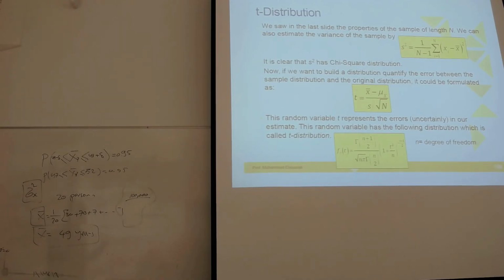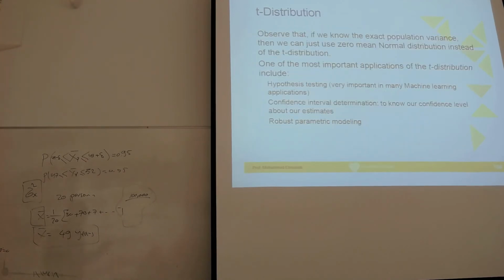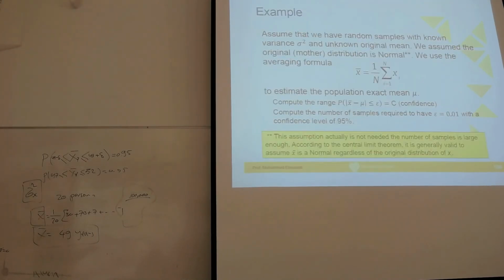So this is the concept of t distribution. Remember, this is the main thing that I want you to know, that in order to find the confidence interval of your inference about data. And this is important also in machine learning, as we explain starting from next week.